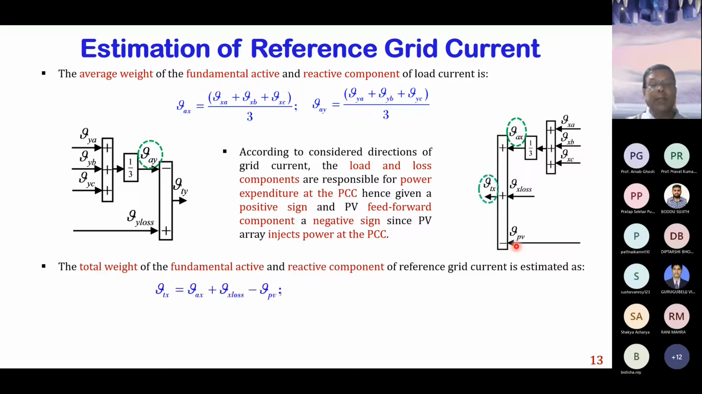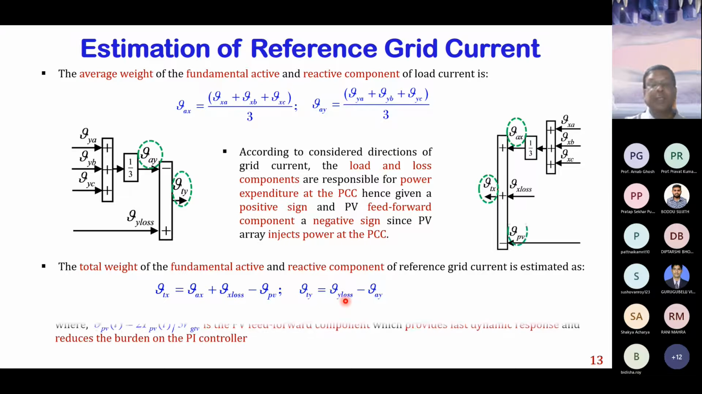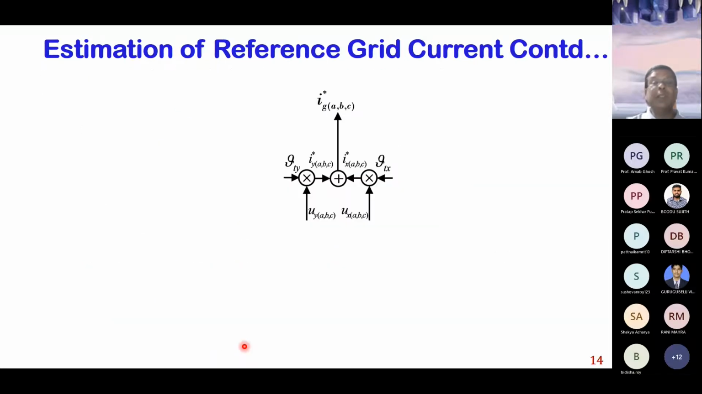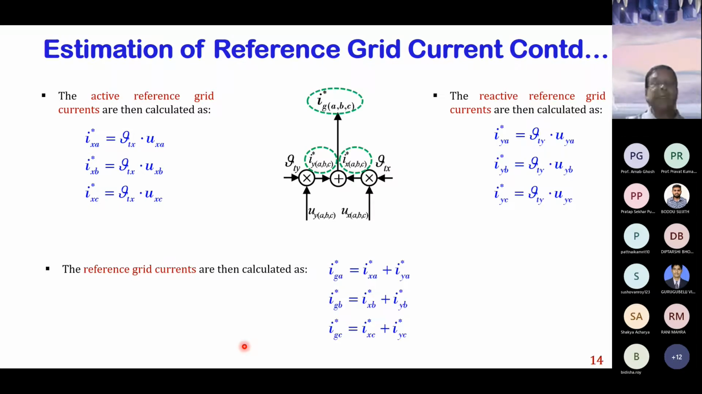So the total weight of the fundamental active and reactive component of the reference grid current can be estimated using this formula: VTX, the total weight, is VAX plus VX loss minus VPV. So this is the active and this is the reactive. This VPV is 2 PPV by 3 VT, the PV feed forward component, which provides fast dynamic response on the PI controller.